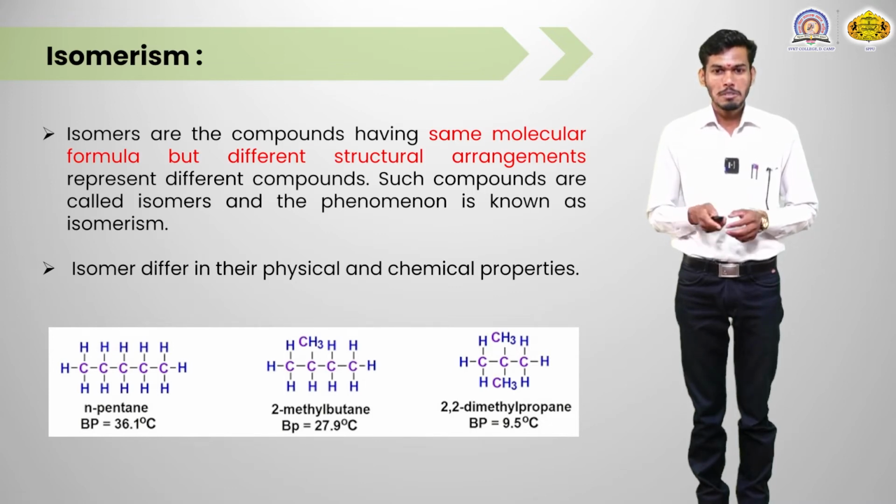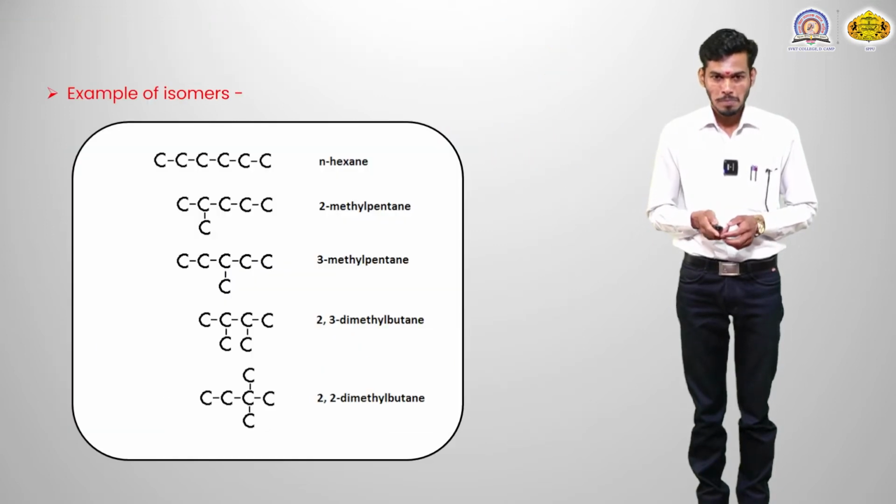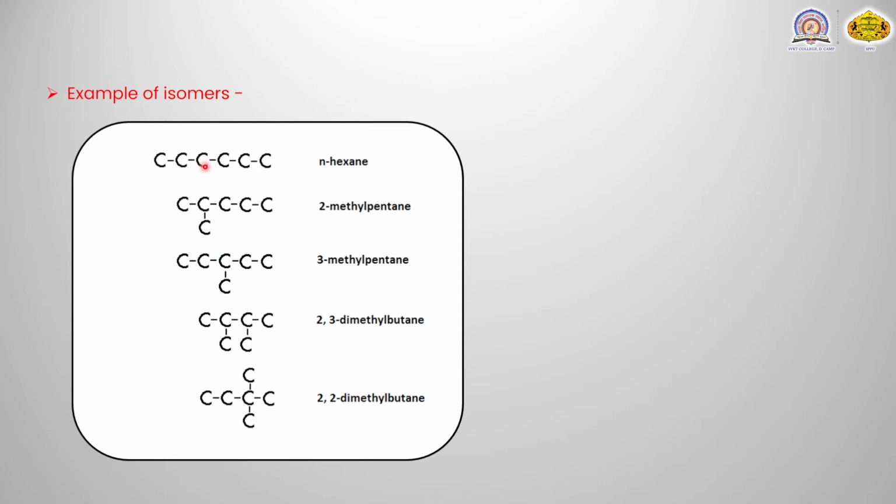Such types of compounds are called isomers, and the phenomenon is called isomerism. There are some examples of isomers. For example, in this case, this is n-hexane. n-Hexane has 6 carbons: 1, 2, 3, 4, 5 and 6.